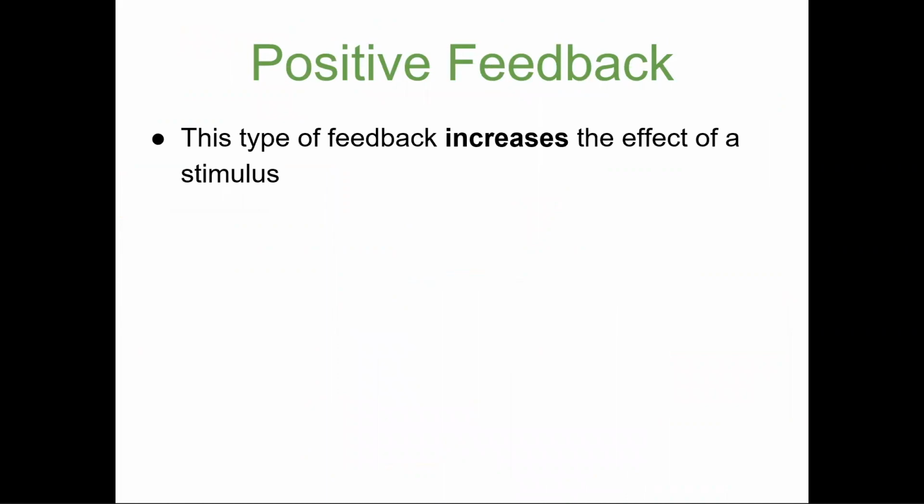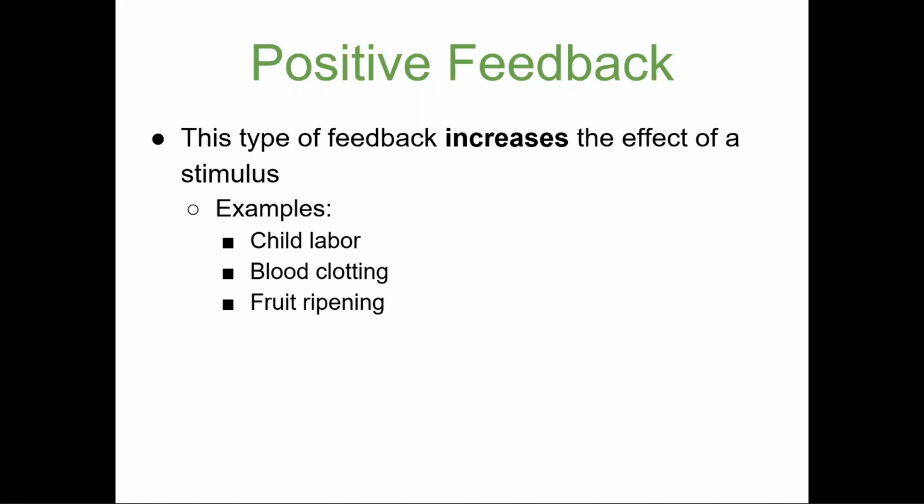So let's look at positive feedback. On this one, we're trying to increase the effect of the stimulus. All right, not getting rid of it, but increasing it. So one example would be childbirth, which we'll talk about, blood clotting, and why that could be bad as a positive feedback, fruit ripening. All right. So these are three examples that are all very different, but they all involve a positive feedback loop.